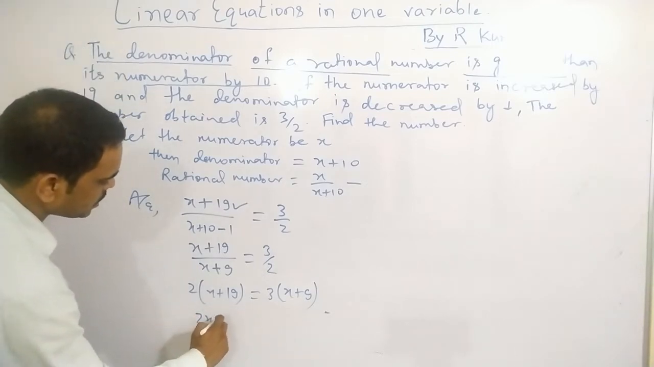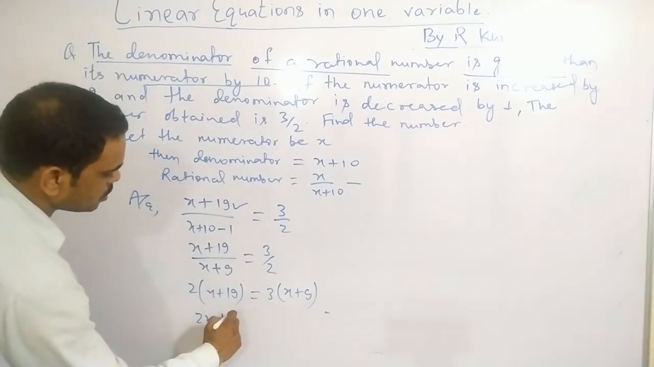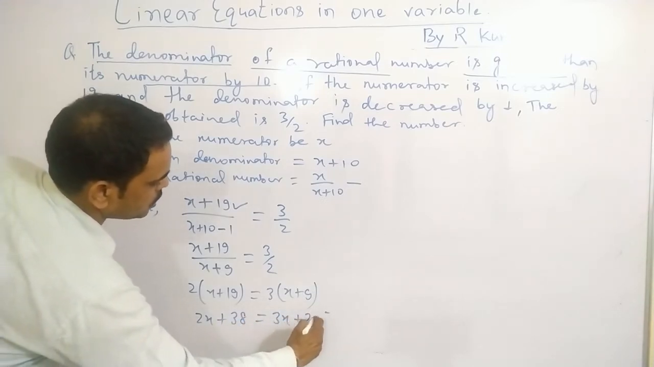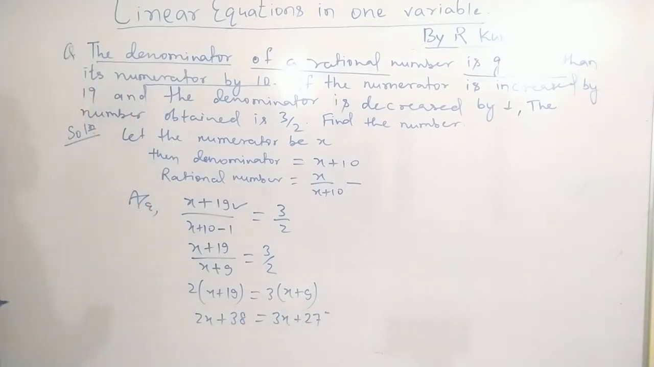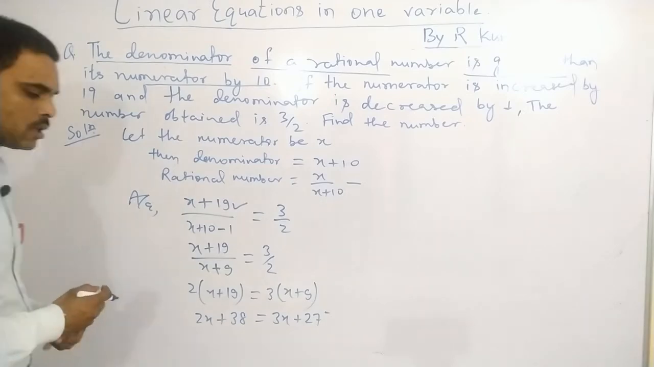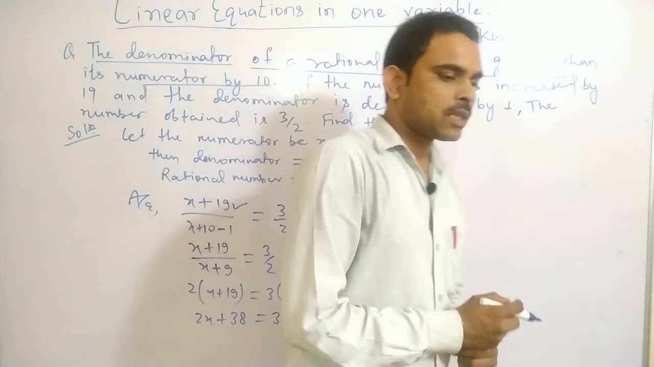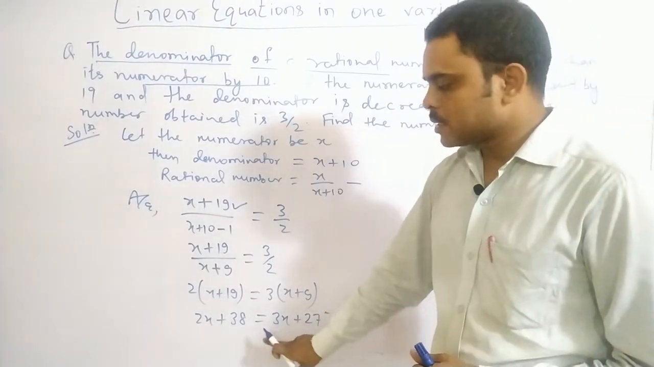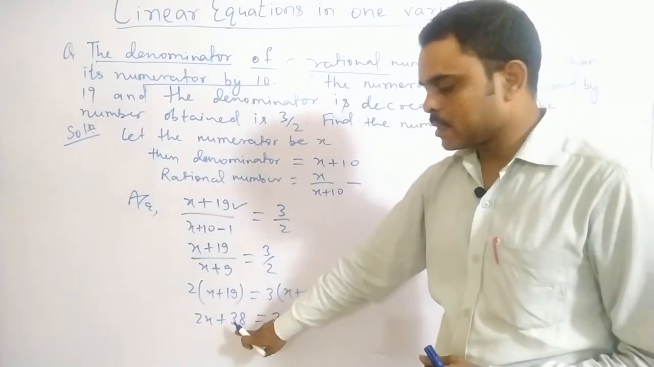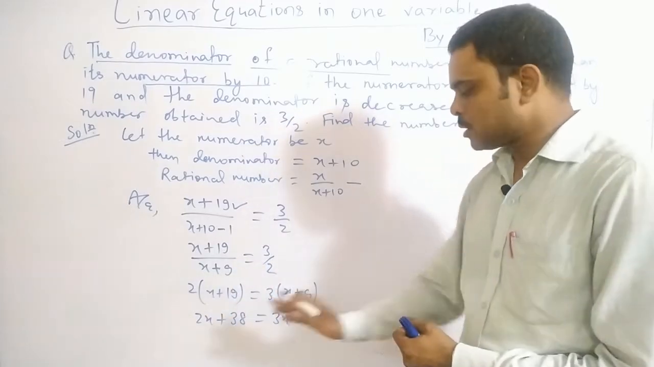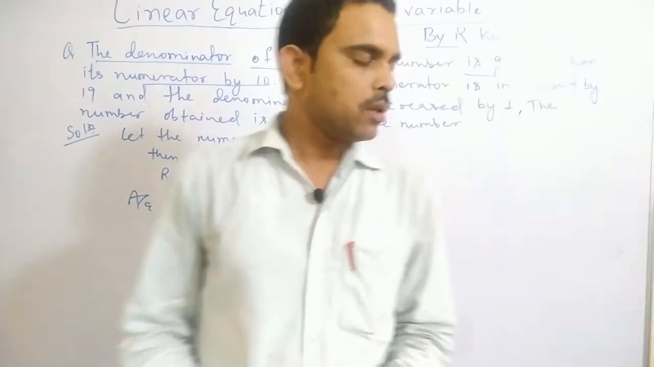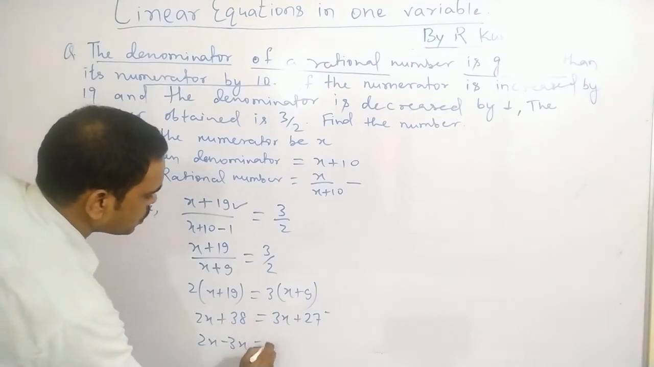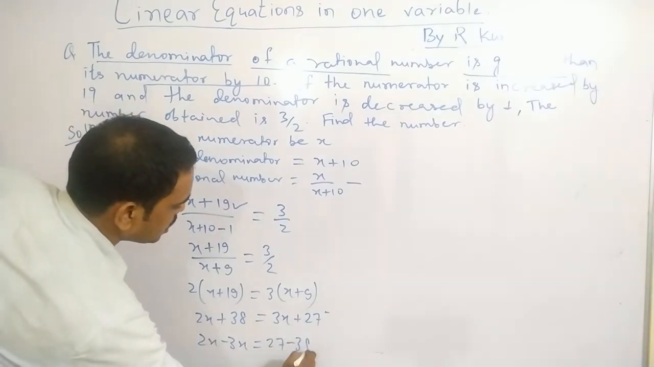Now 2x plus 38 equals 3x plus 27. We have to solve for x. That is why, the rule I told you in the last video, is that the variable or x related term should be on one side and all the numerical values on the other side. So what you will do is 2x minus 3x equals 27 minus 38.